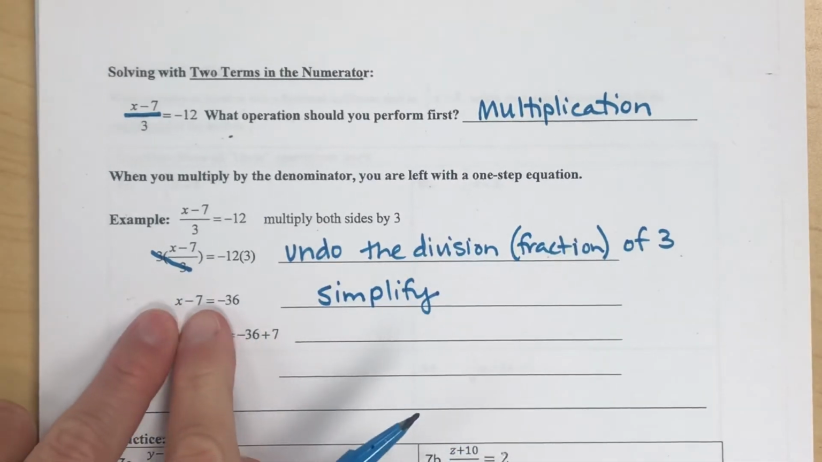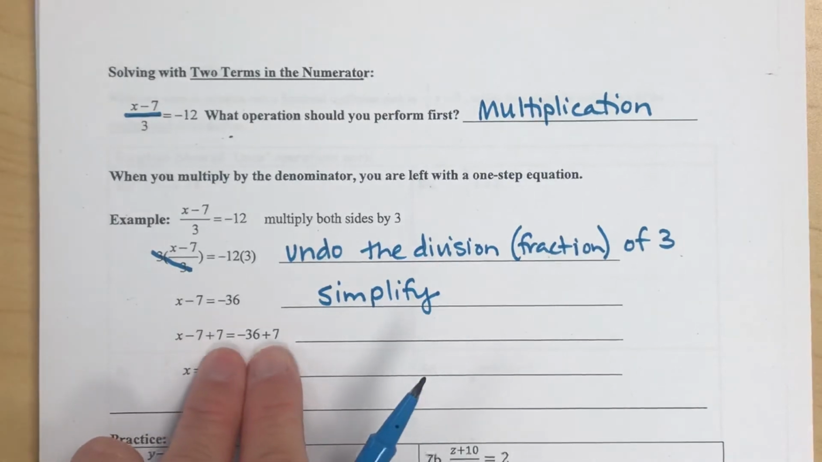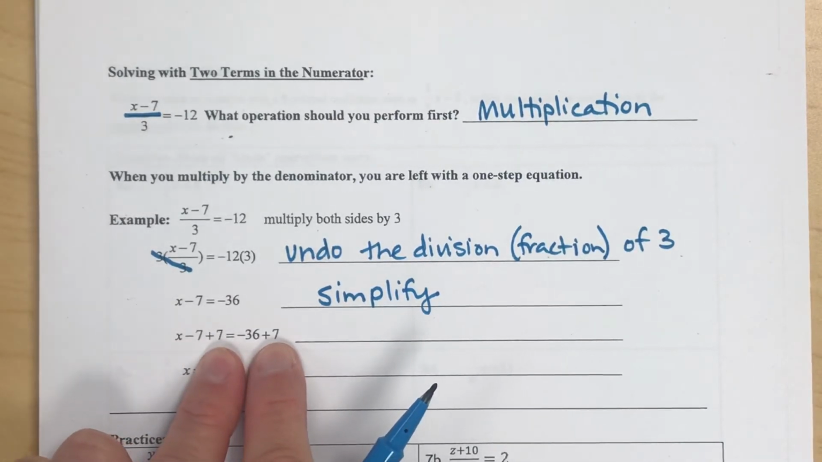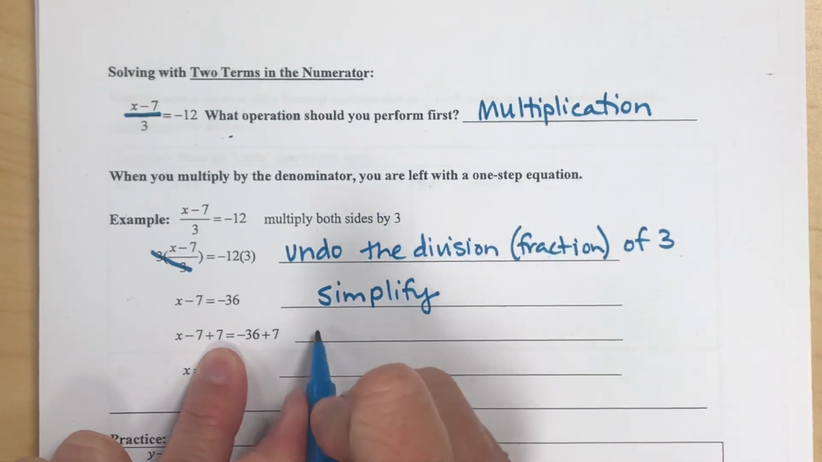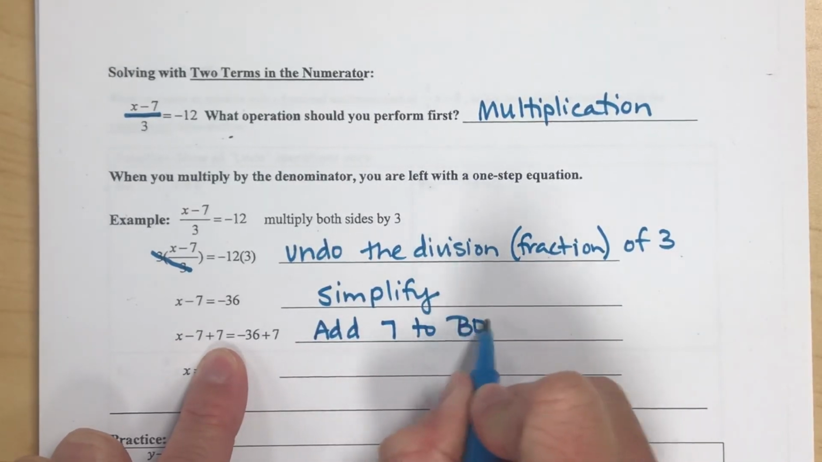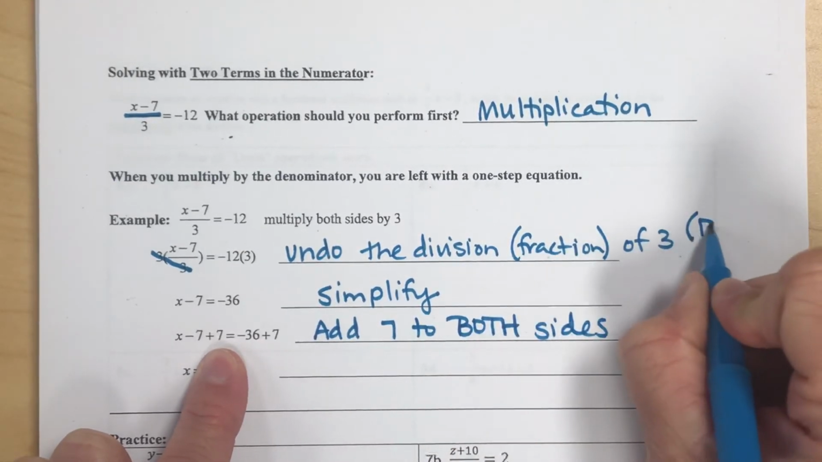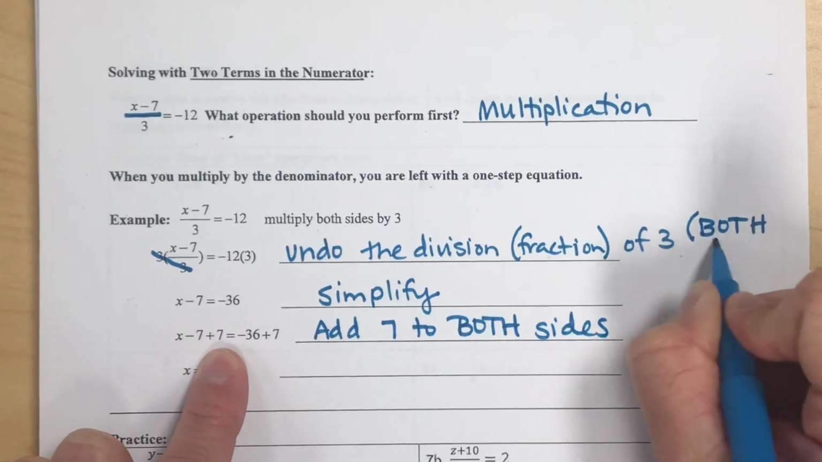Now, in this step, notice what I'm going to do next. I have a subtract 7, so the opposite of that would be to add 7. So the opposite of subtract. So notice how I added 7 on both sides of the equation. And I should have said both sides here.